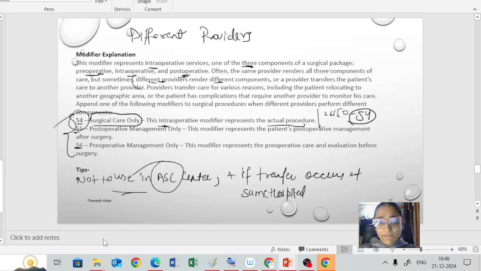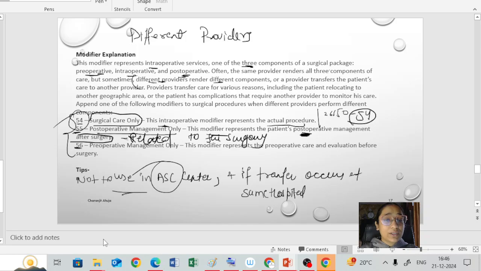Then we have modifier 55, which represents postoperative management only. Postoperative management only means that our doctor is providing only the postoperative management to the patient, which is done after the surgery and related to the surgery. If it is not related to the surgery, then we are not going to consider it as postoperative management.